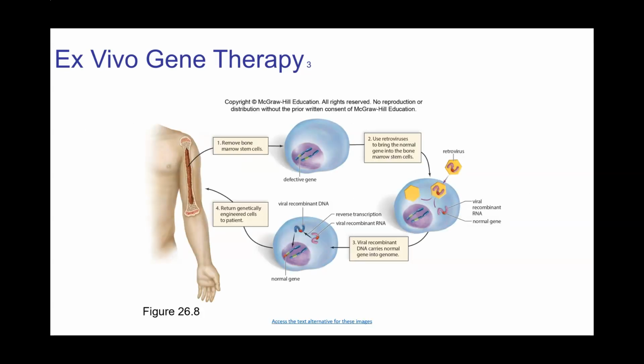And here is ex vivo therapy. You can see it. So here we're taking bone marrow. We're taking the bone marrow that has the defective gene. We then transmit via a virus the gene that we care about, and then what we're hoping happens is the gene that the virus is carrying is transferred to the normal genome of the cell, that stem cell. We return that stem cell to the bone marrow and hope that it starts producing normally.